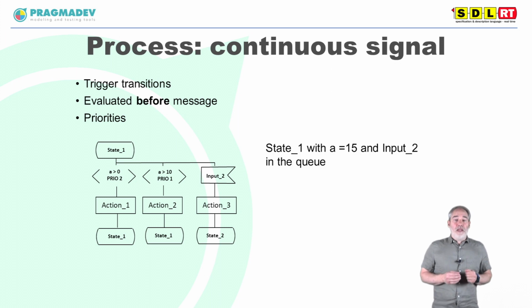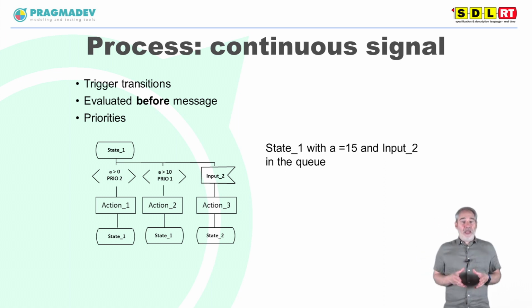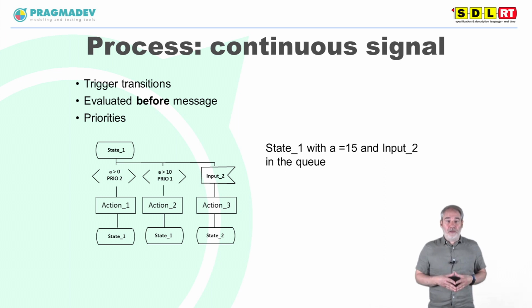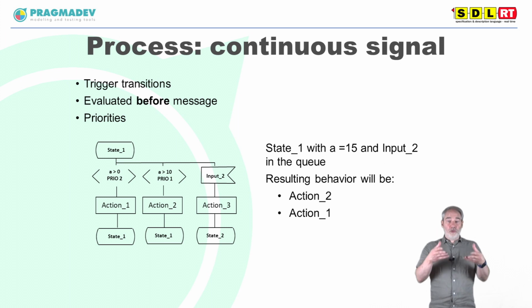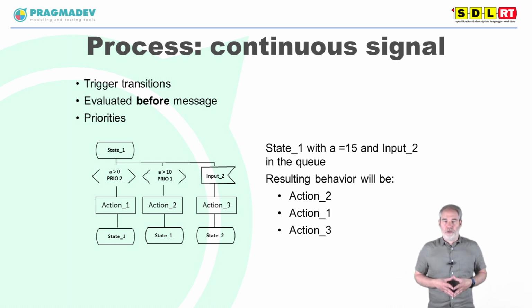In this example, when the process gets into state 1 with A equal 15, and input 2 in the queue, the resulting behavior will first evaluate the continuous signal with priority 1: is A greater than 10? And because it is true, it will trigger action 2. At the end of the transition, the state machine stays in state 1, so the second continuous signal expression is also evaluated, and because it is also true, it will execute action 1, which also ends up in state 1. Finally, we get a chance to handle the input 2 message, which was waiting in the queue, and execute action 3.